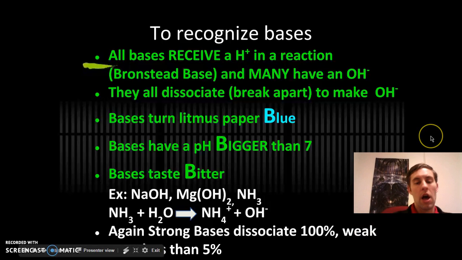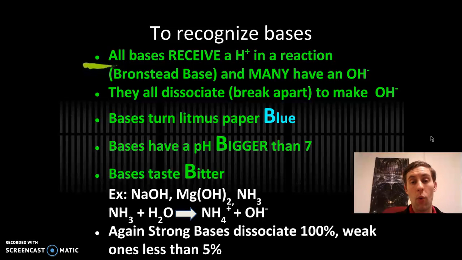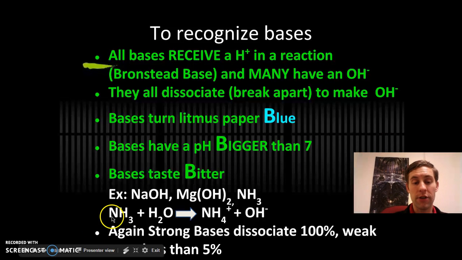Okay. Again, strong bases, like strong acids, dissociate or break apart 100% of the time. So if NH3 was a strong base, all of the NH3 would turn into NH4 plus and create an equal number of OH minus molecules. But if it's a weak base, like it actually is, less than 5% of these molecules will turn into these guys.